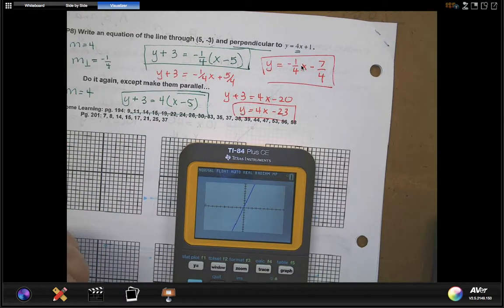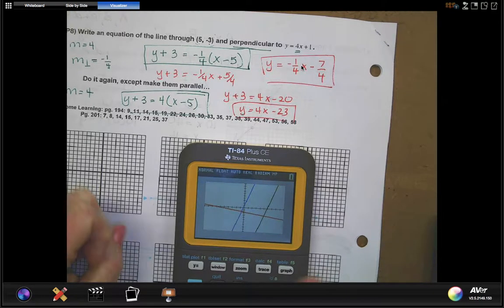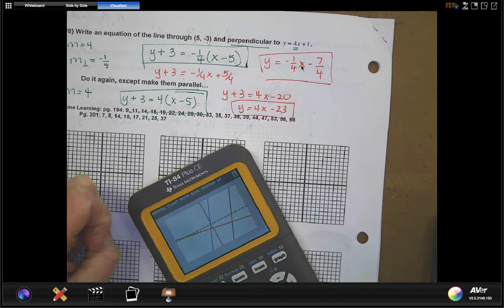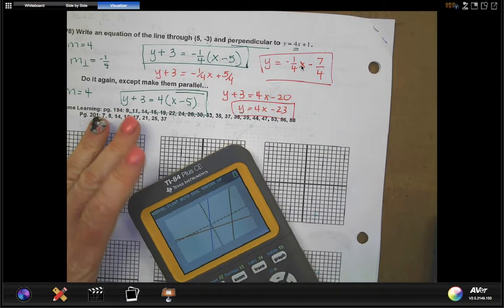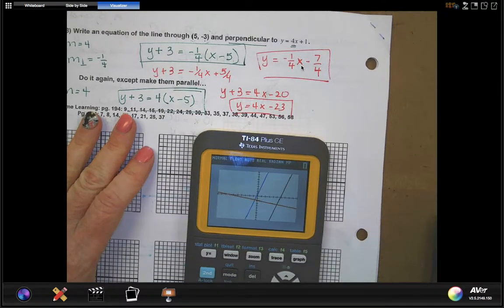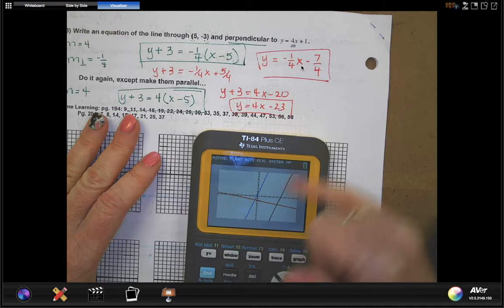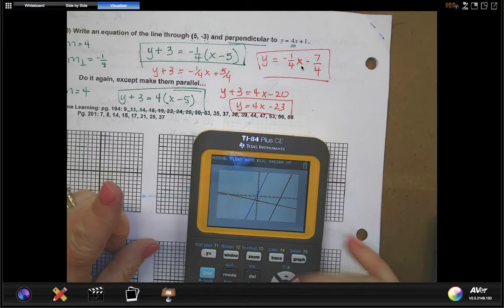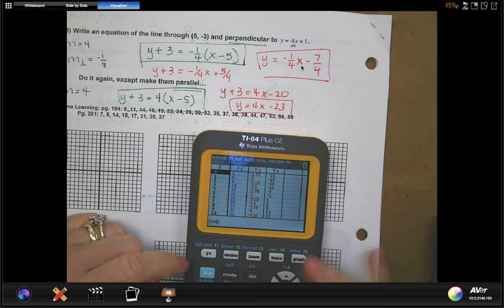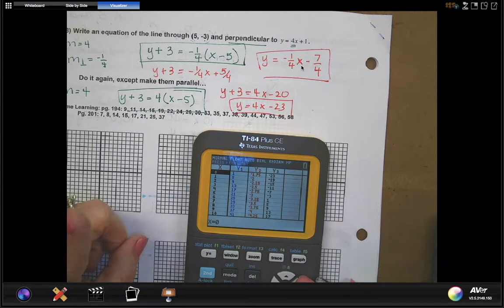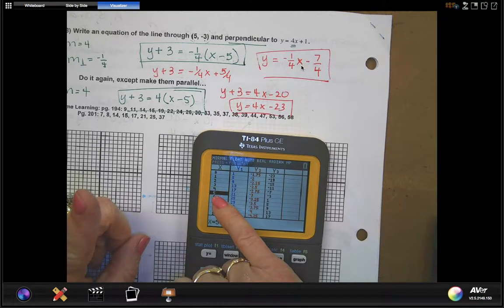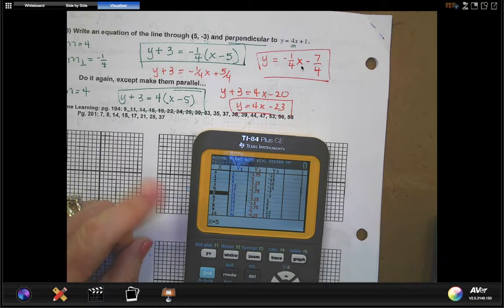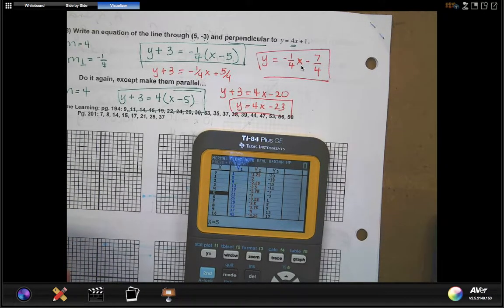So there's the first line. There's the perpendicular line. And then there's the parallel line, okay? The perpendicular line may not look like 90-degree angles, but it's just because of the screen, the pixels on the screen, okay? There's the original, perpendicular, parallel. And if you look at the table, the second two both go through the point (5, -3), because that's how I set it up. Okay, pretty cool. All right, we will discuss any questions tomorrow.